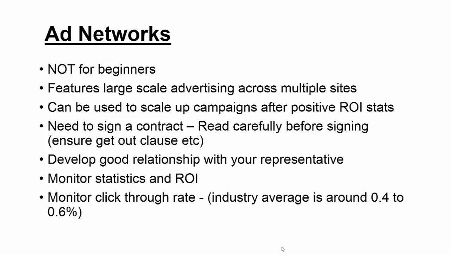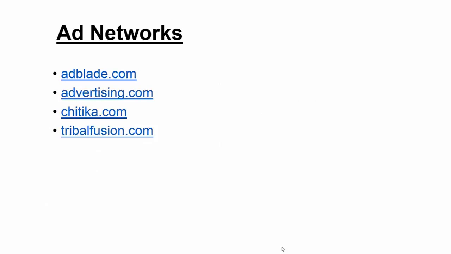The industry average is around 0.4 to 0.6%. If you're getting higher than that, then that is really good. If you're getting lower, I would change something, maybe your banner or the text on the banner, just to get that click-through rate up, as you don't want to be getting into a stage where you're making a loss whilst doing this. I'll just provide you with some good ad networks. You have adblade.com, advertising.com, Chitika.com and tribalfusion.com.